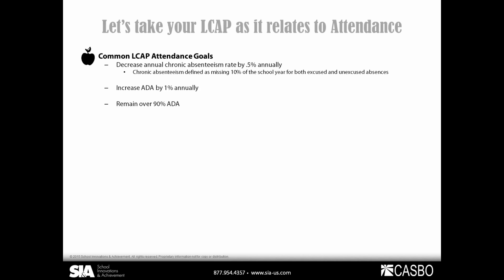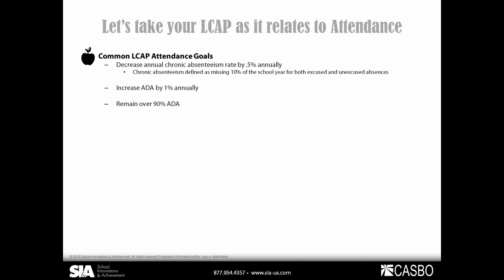So let's take the LCAP as it relates to attendance. Commonly, we do a lot of assessment and reviewing of LCAP attendance goals, and what we're still finding for the most part are generic goals. For example, we'll see set percentages like 0.5% annual reduction of chronic absenteeism. And a reminder that chronic absenteeism is defined as 10% of the school year missed, counting both excused and unexcused absences. We'll also still see generic goals around ADA improvements, typically a range of 1 to 2% growth annually in average daily attendance.